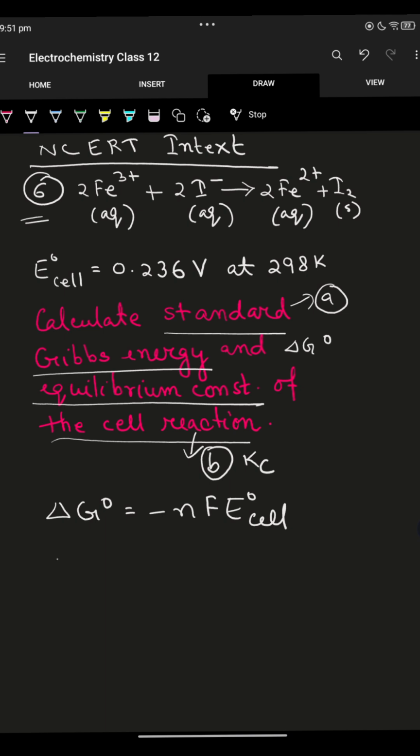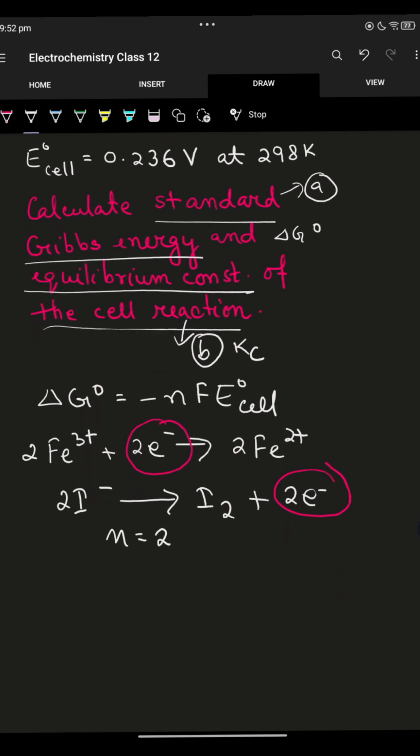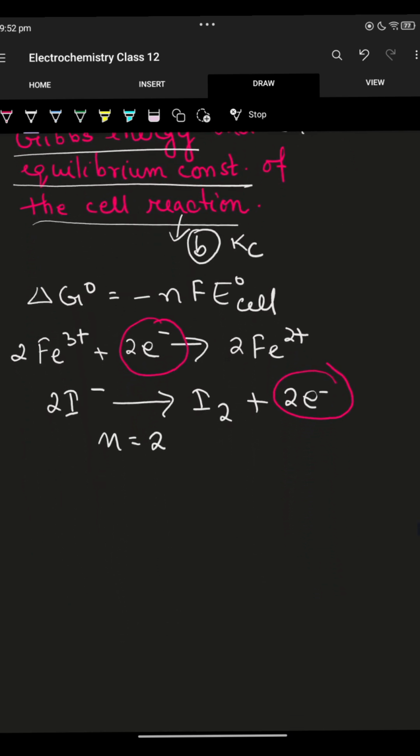For that we need to see Fe3+: 2 moles of it take 2 electrons and form 2 Fe2+, whereas 2 I minus gives out 2 electrons and forms I2. So we can see there is 2 electron transfer, and so n is equal to 2. So when you place the values, what do you get for delta G naught?